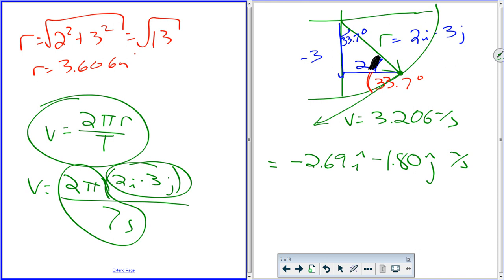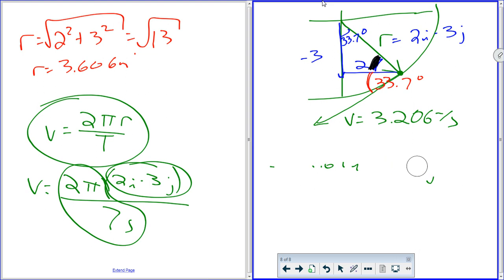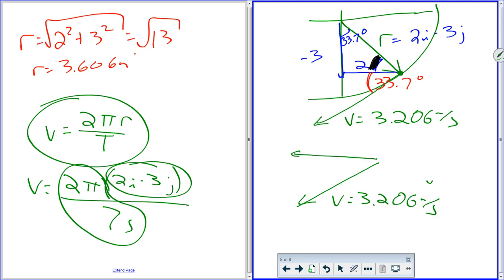Could you finish the problem? I don't understand how you get from there to there. Well, now we've got this new velocity triangle. Our velocity is 3.206 meters a second. Are you good with how I got that? Yes. And then there's a horizontal component and a vertical component, and this angle here is 33.7 degrees.